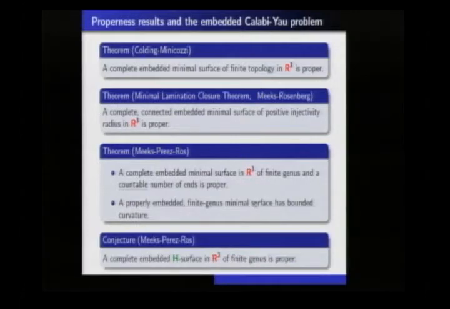Okay, so here's, again, one of these great conjectures, one of these great problems, one of the really big, outstanding questions. A complete embedded H surface, constant mean curvature in R3, of finite genus is proper. So not just for minimal, for any constant mean curvature. And so I haven't really worked on this for maybe more than about 9 months.